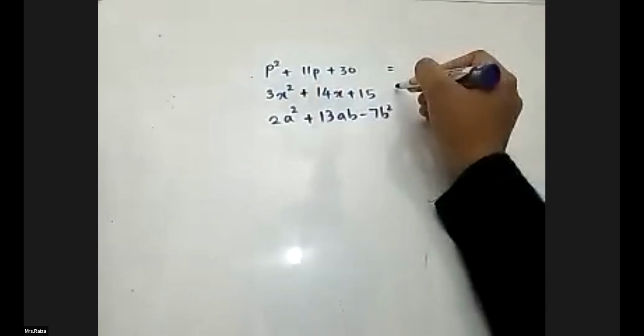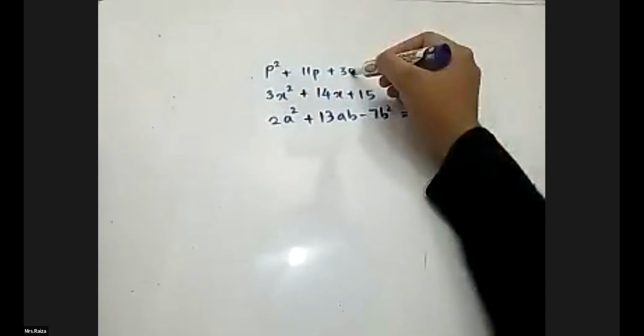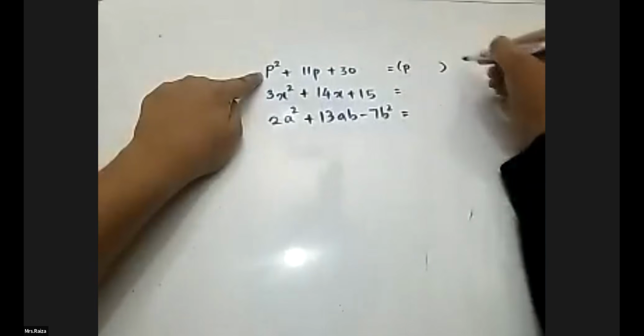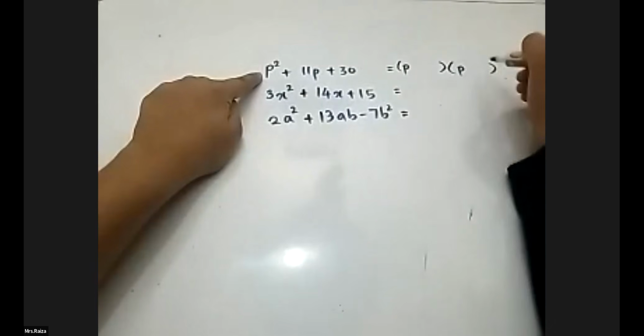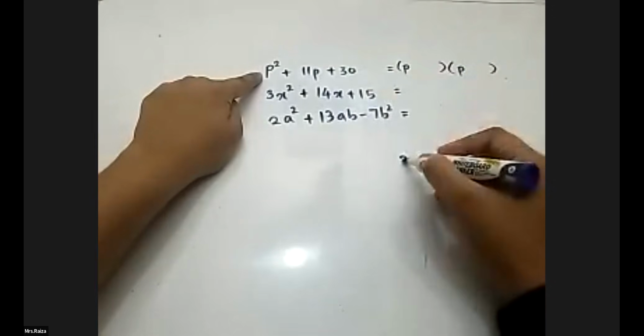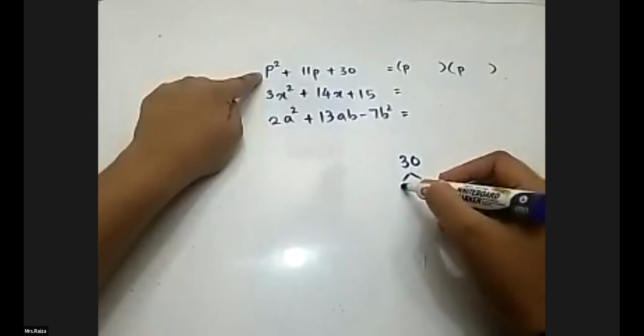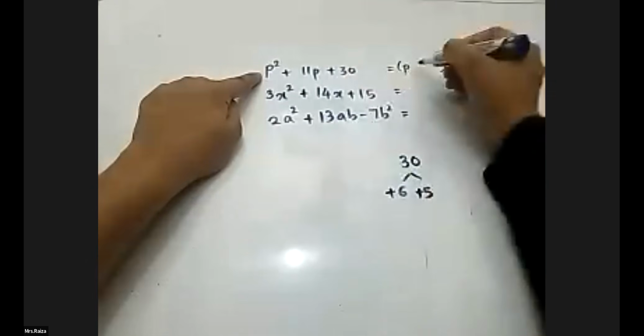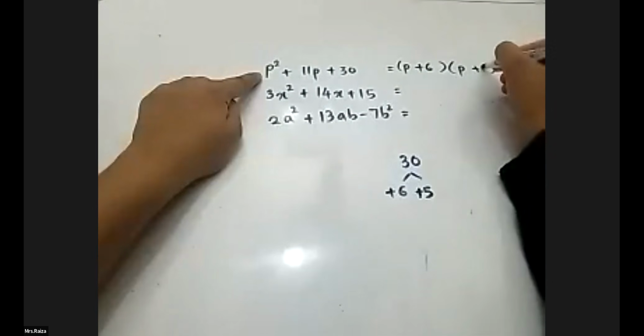Now we have to get the factors. The first one is p squared, so I take p and another p. Listen carefully. I need 30. 30 means I can take 6 and 5. So plus 6 and plus 5 will make 11. So plus 6 and plus 5.